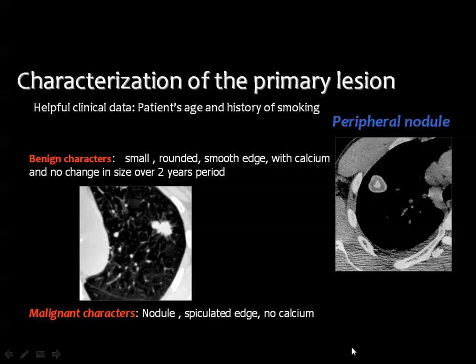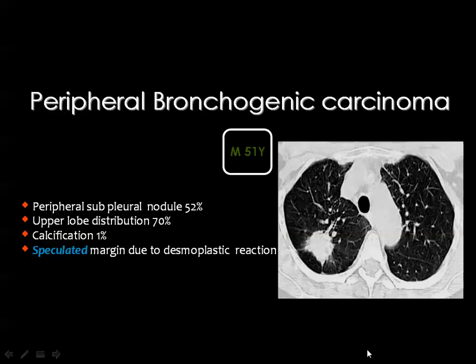compared to the benign lesion, which has a smooth margin, and it contains a central area of calcification. This is the appearance of a benign lesion, and this is the appearance of a malignant lesion. Then the peripheral bronchogenic carcinoma is a lesion which has a speculated margin, may be related to one of the vessels or also one of the bronchi.